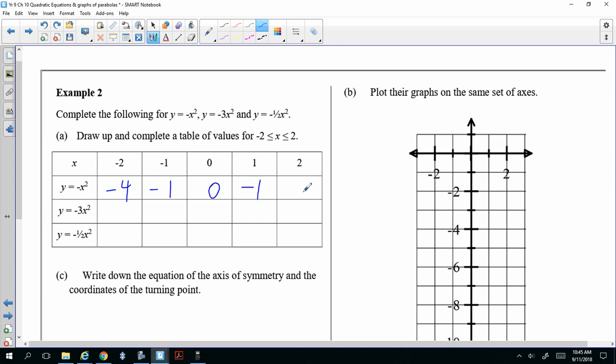Do you want to have a try? Concave down. So you're going to times it by 3, you triple it, so you get negative 12, negative 3, 0, negative 3, negative 12. And the negative half, you halve it. The maximum turning point, when x is 0, y is also always 0. Because you put 0 there, it doesn't matter if there's a negative, it still becomes 0. So negative 3 times 0 squared is negative 3 times 0, which is 0.